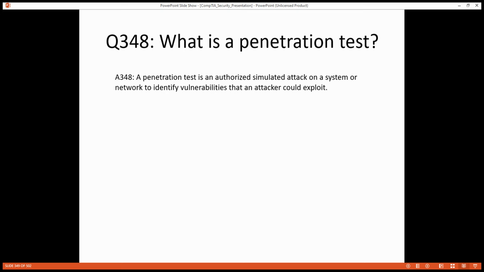Q348. What is a penetration test? A348. A penetration test is an authorized simulated attack on a system or network to identify vulnerabilities that an attacker could exploit.